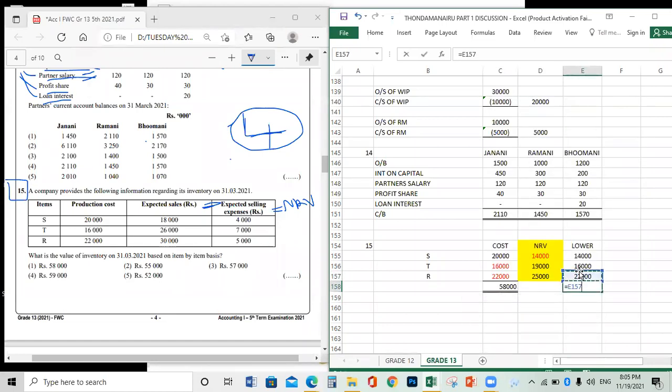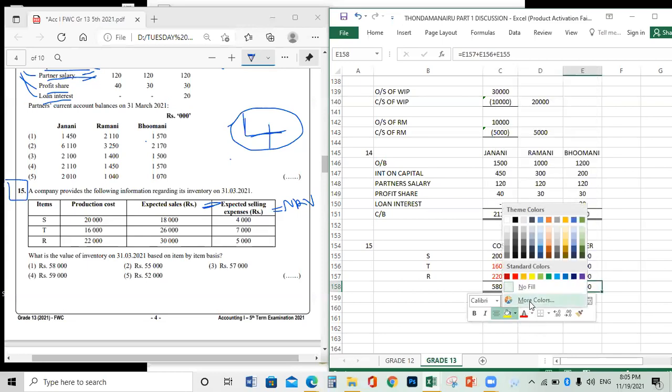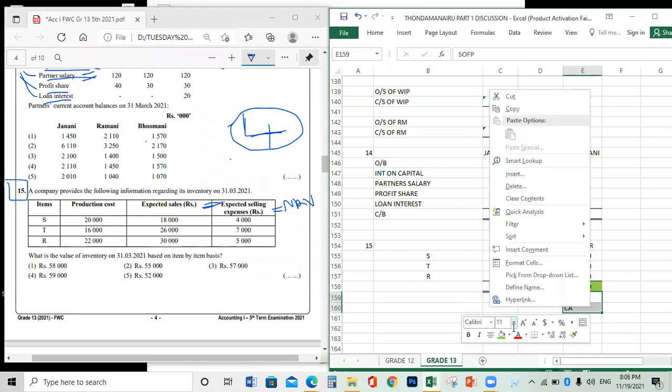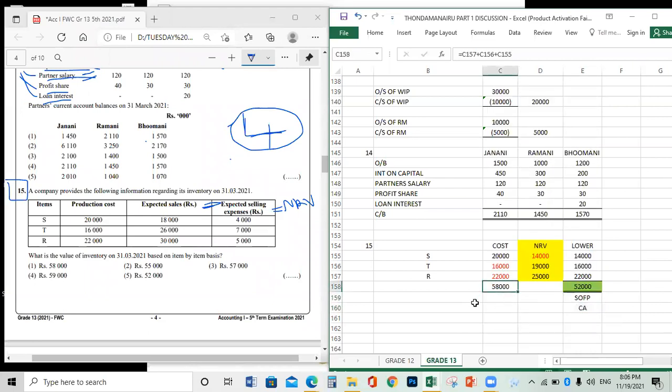For this question, actually, you just have to now see. We now see the lower column is 52,000. Where do you record this 52,000? Can you all tell me? In the financial statements, where will you record? Guys, this 52,000 you should know because you are going to do company accounts. This 52,000 will go to SOFP under current asset. Okay, 52,000 goes to SOFP under current asset.